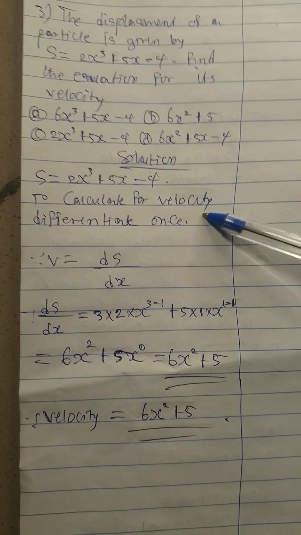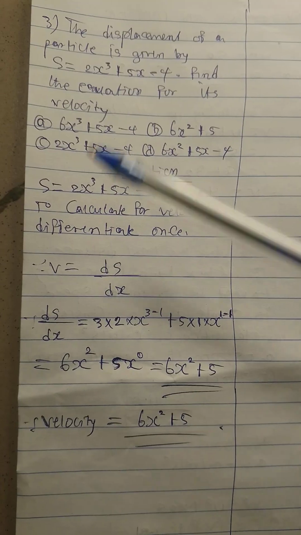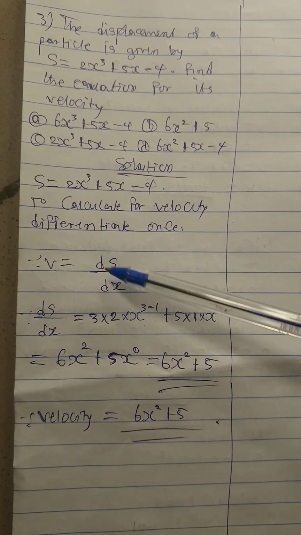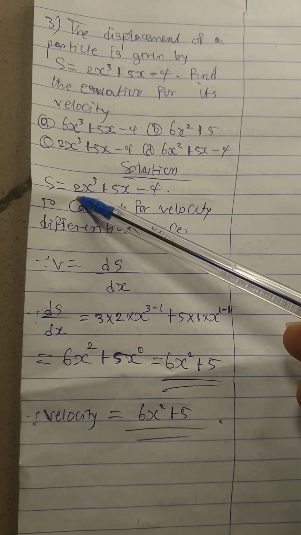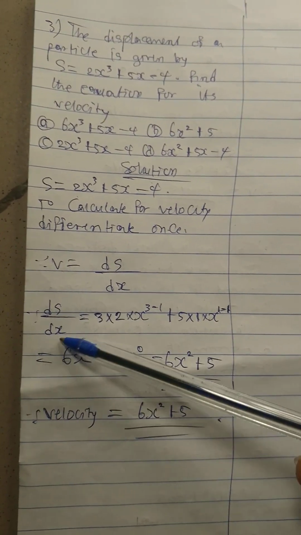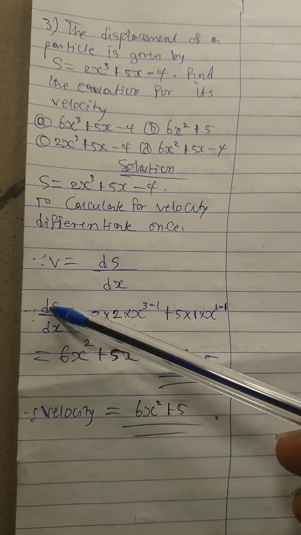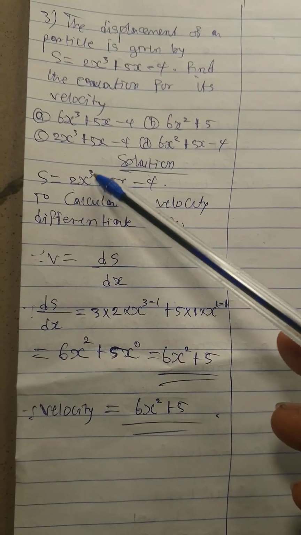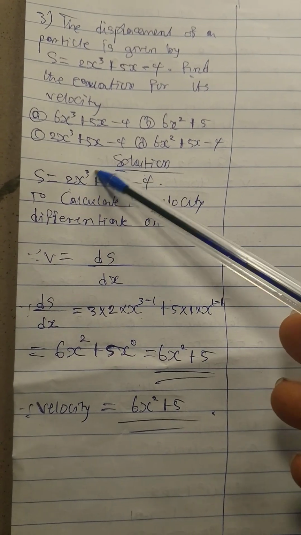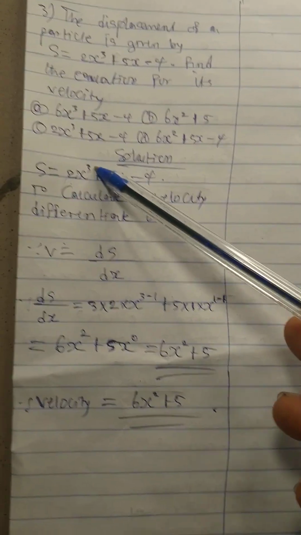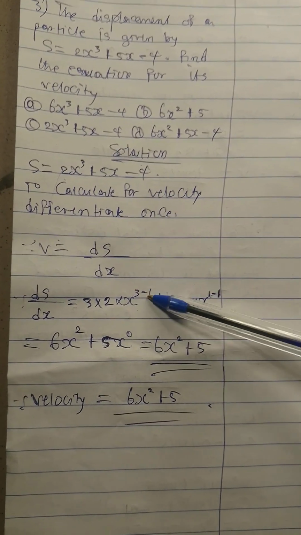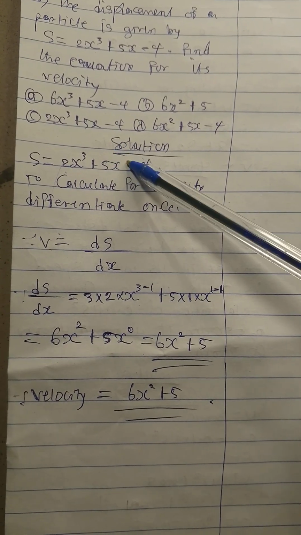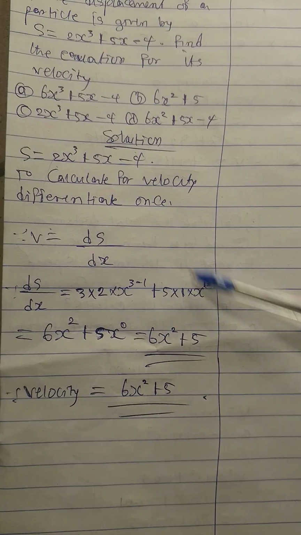To calculate velocity, we differentiate once. So velocity is equal to dx over ds, differentiating x with respect to s. In differentiation, the power comes down and the new power is reduced by 1. So we get 3 times 2 times s raised to the power of 3 minus 1, plus, since the power of this s is 1, the power comes down, 5 times 1 times s raised to the power of 1 minus 1.